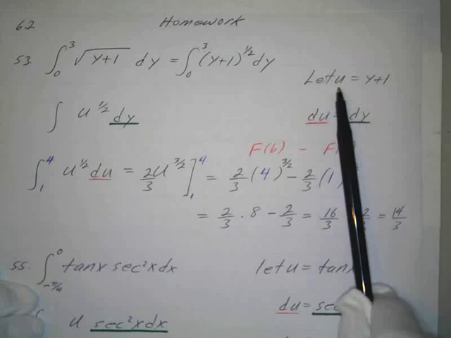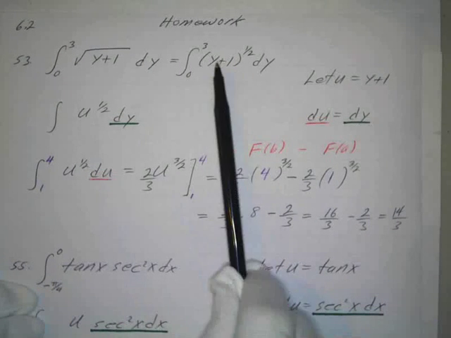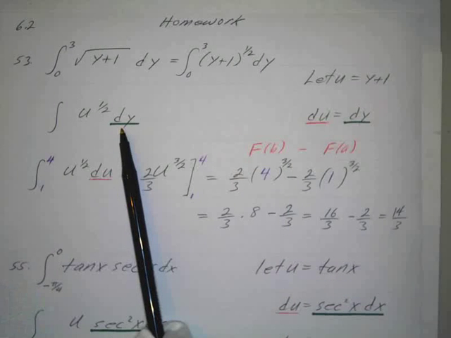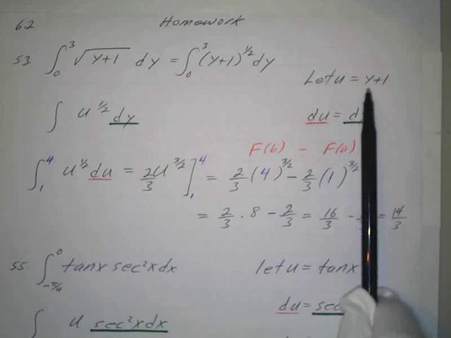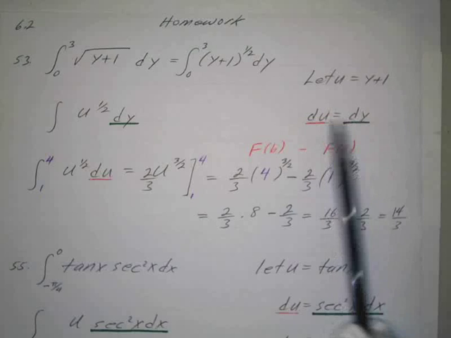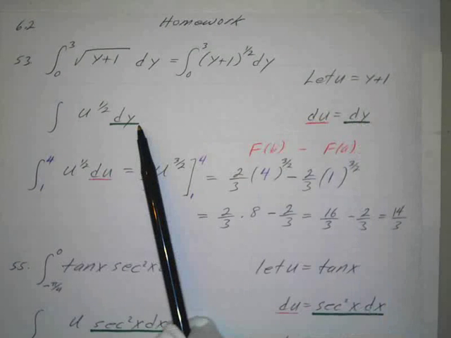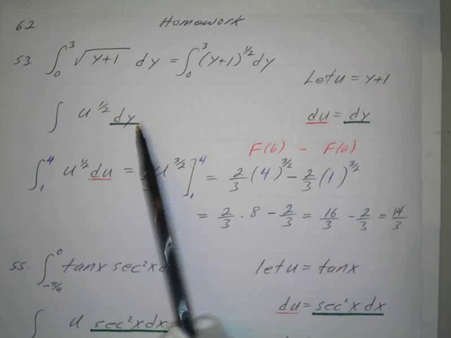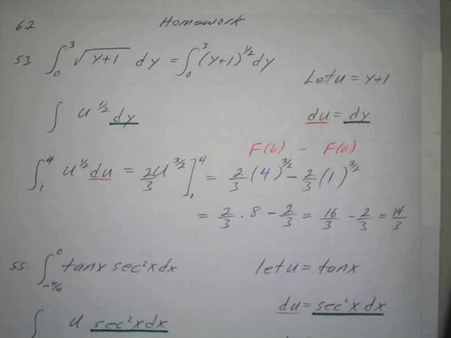So what's my u going to be? Well, let my u be y plus 1, so I'll rewrite this as u to the 1/2 dy. But I need du. If I take the derivative of this, I get du equals dy, so that's nice and easy. There's a nice match.